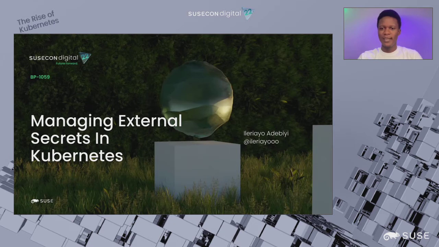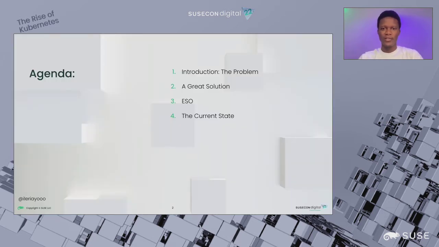I'm excited to be speaking here, and I'm going to be talking about managing external secrets in Kubernetes. All right, just a quick run through of the agenda here. We're going to be looking at the problem. What exactly is this problem with managing secrets? We're going to be talking about a solution, which we call ESO. We're going to be seeing how ESO solves this problem and how you can work with this solution in your Kubernetes environment. And we will also look at the current state of this solution.